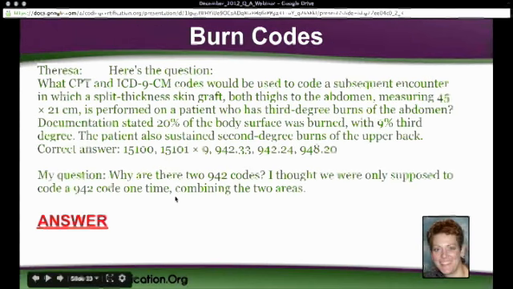All right, my turn. Burn codes. Actually, I thought this was going to be a long one, and it's actually an easy one. So Theresa writes, here's the question.